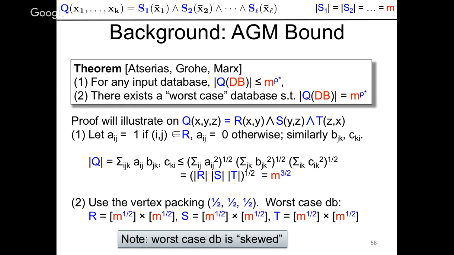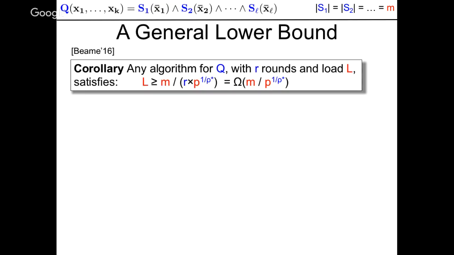The worst case database is a very skewed database where every relation is a complete partite graph. In this case, every relation would be a complete bipartite graph, a very skewed database. This result helps us prove a very simple and intuitive lower bound on the load on any algorithm that computes a query in any number of rounds. And the load goes like this.